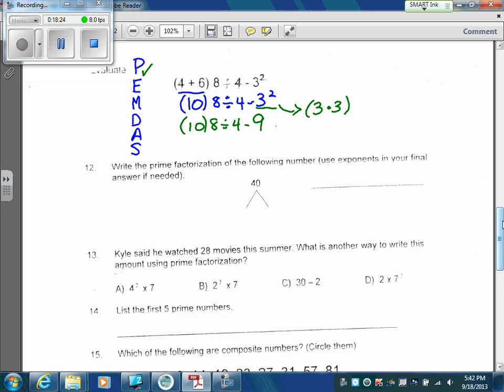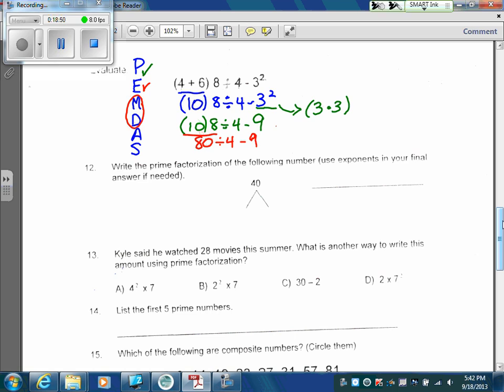I scan, look for more exponents. No. Multiply, divide, it's whichever one comes first. I scan from left to right and stop at whichever one I see first. Well, this 10 and this 8 together side by side, that is multiply. So we're going to multiply those. 10 times 8 is 80, and bring down everything else I've not used.